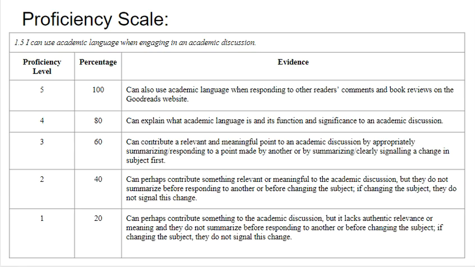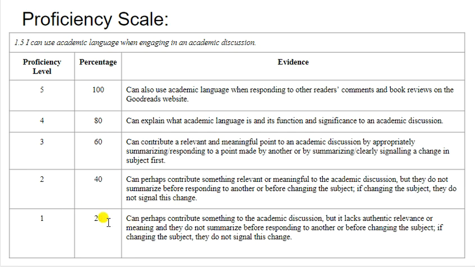So here's what our proficiency scale looks like this time. Starting with a 1, roughly 20%: you can perhaps contribute something to the academic discussion, but it lacks authentic relevance or meaning. You do not summarize before responding to another or before changing the subject. If you change the subject, you don't signal this change.